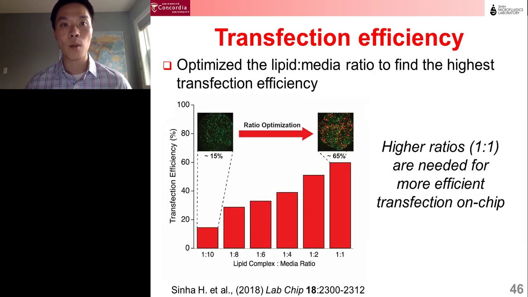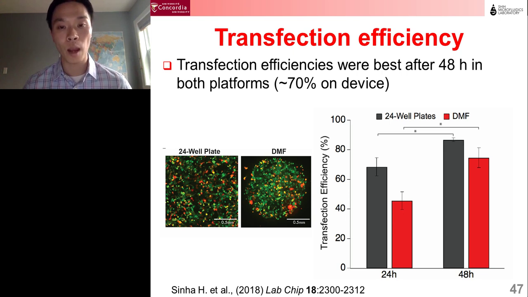So we did some preliminary experiments where we created different dilutions of the lipid complex versus media ratio. And as you can see, the higher ratios, 1-to-1, are usually needed for more efficient transfection on the chip. At the same time, we also compared different incubation times, and then we compared them to the standard technique of well plates. And what you can see here is after 48 hours, we achieved the highest transfection efficiency, around 70%. And this is promising, as we're seeing very good similarities with the traditional platform on the well plates.